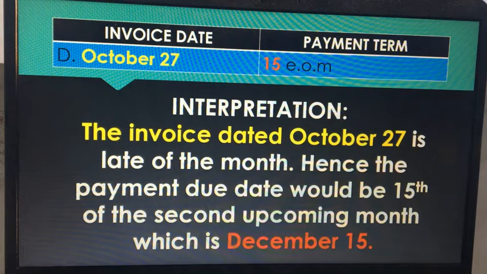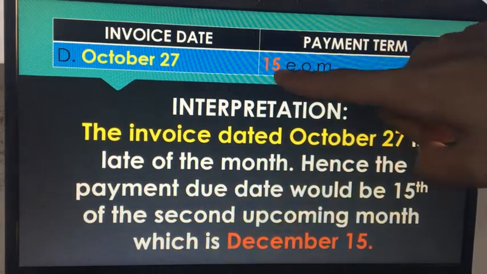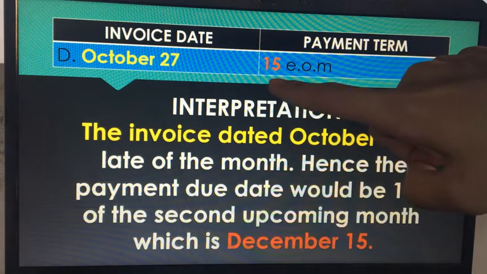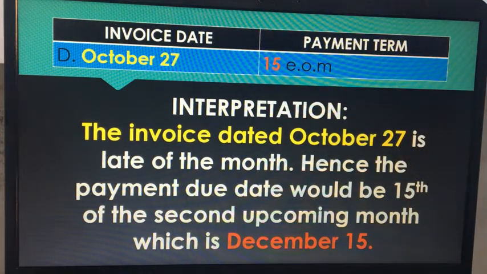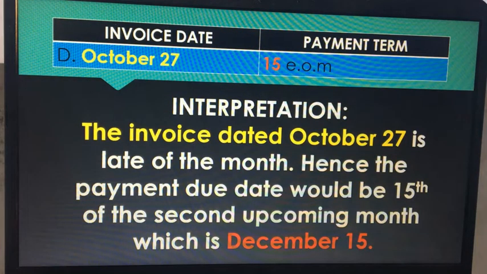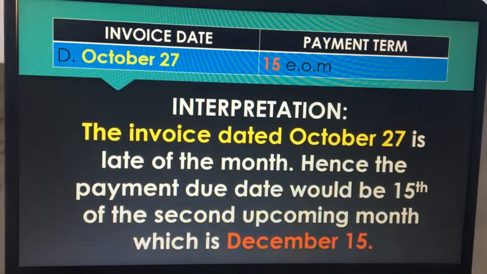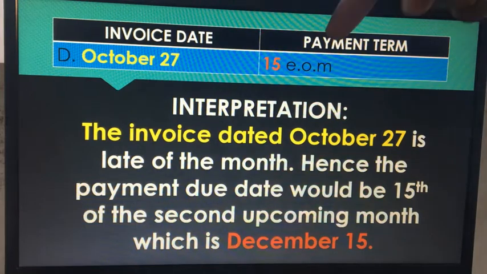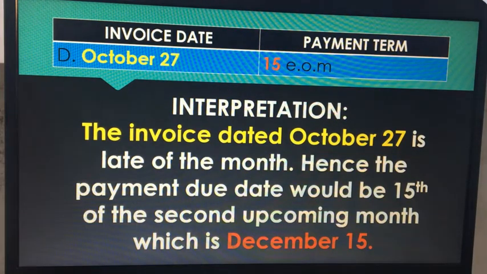Hence, payment due date would be 15. Why 15th? Because that is written in the payment term. 15 EOM, that is the first 15 days of the next month, of the second upcoming month, which is December. The question is, why in this example do we refer to the second month, where in fact EOM only refers to the next month? Why do we refer to the next upcoming month, which is December 15? Simply because the invoice date is October 27 and that's late already.